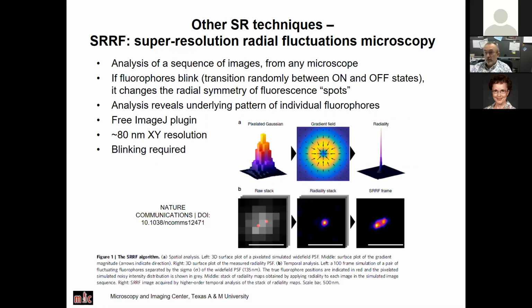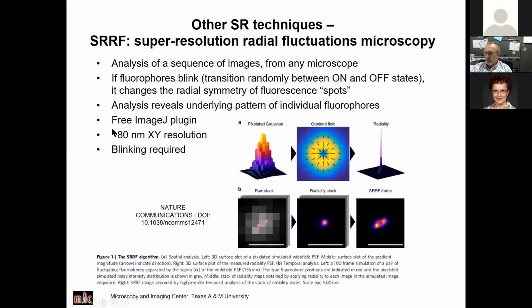You won't get down to 1 nanometer, but one such technique is SRRF, Super-Resolution Radial Fluctuation microscopy. This is based on the principle that if you have multiple emitters, multiple fluorophores that are close to each other, and when you image them, they just look like a blob, like a diffraction limited spot. But if you take a series of images, some of these emitters, as they're blinking, will go into the dark state, and some will remain on, and that will slightly change the radial symmetry of that spot. And the analysis of these patterns will allow you to determine this underlying pattern of fluorophores.